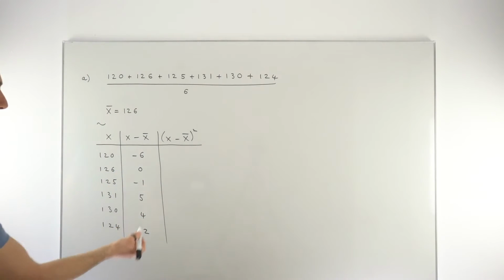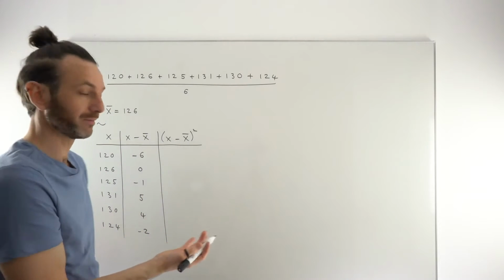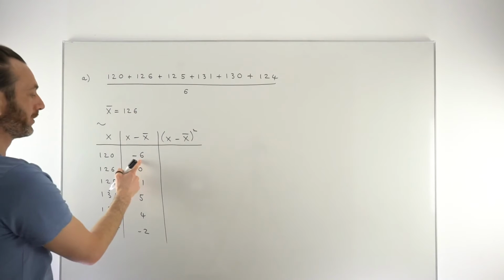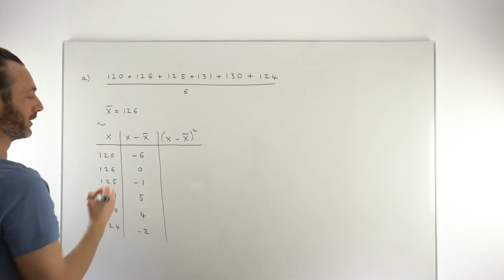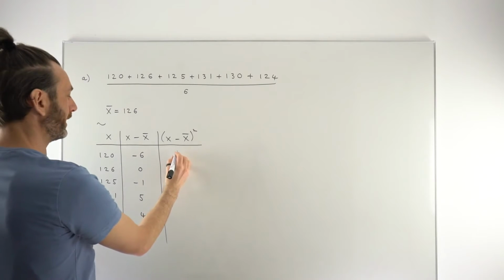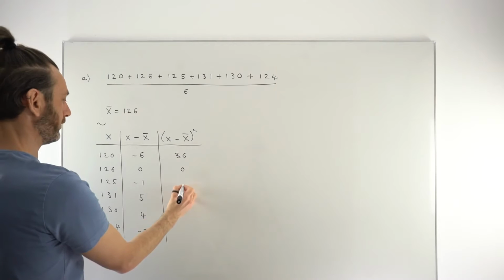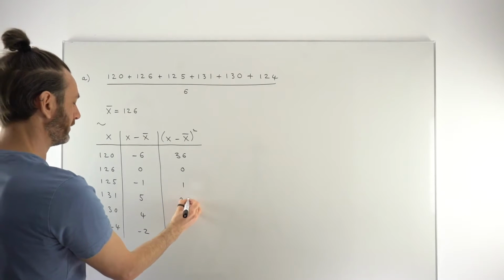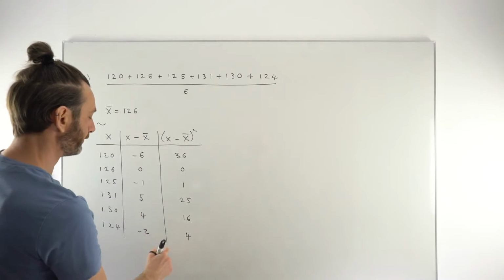Because these are fairly low numbers, you can probably do the next part non-calc as well. That's not always the case. Sometimes with these, the numbers will be higher. The whole point of squaring it, like I said, is to turn these positive. So you don't even need to think about the negative when you square them. Minus 6 squared and 6 squared are both 36. Next one would be 0, then 1, 25, and then 16, and then 4.